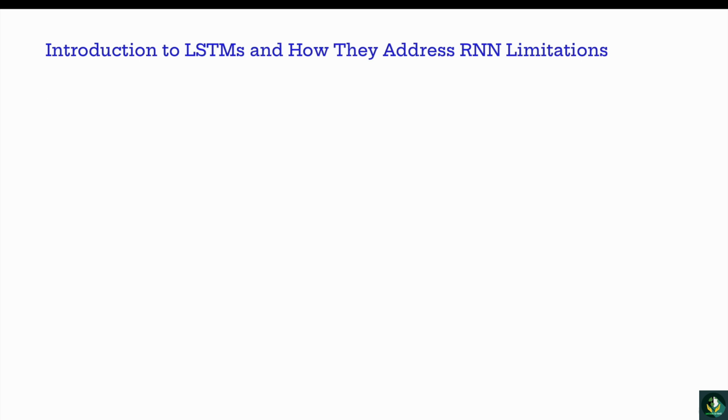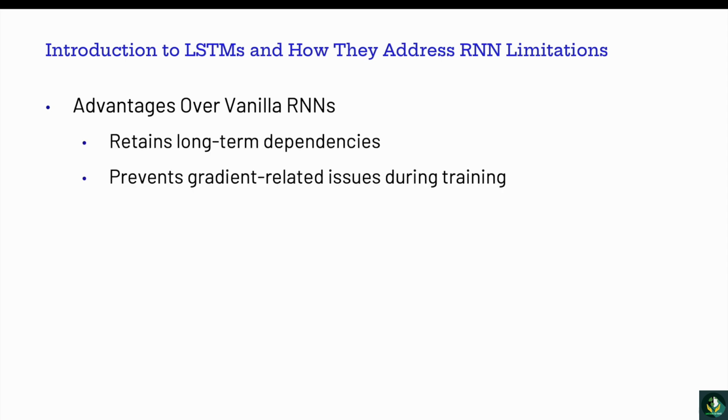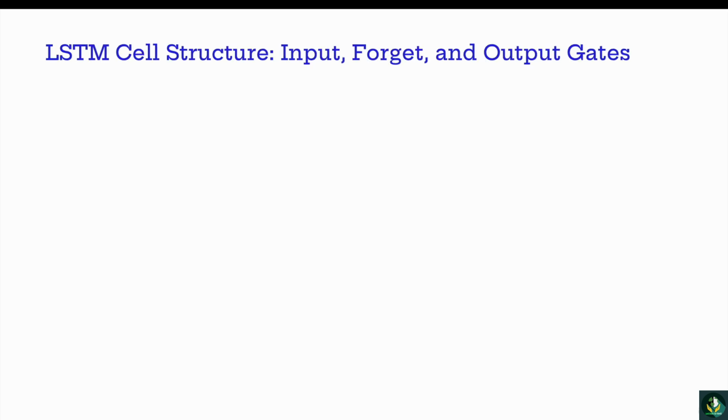Now, what are the advantages of LSTM over vanilla RNNs? First, it retains long-term dependencies. Next, it prevents gradient-related issues during training. And it outperforms RNNs on tasks like language modeling, speech recognition, and time series forecasting. Now, let's look at the LSTM's cell structure, which has input, forget, and output gates.